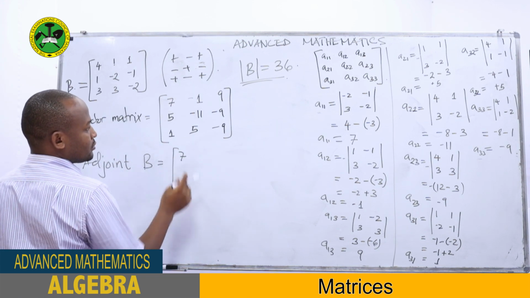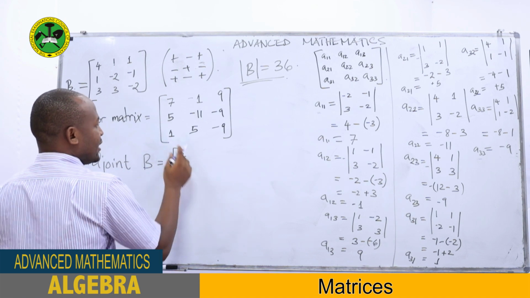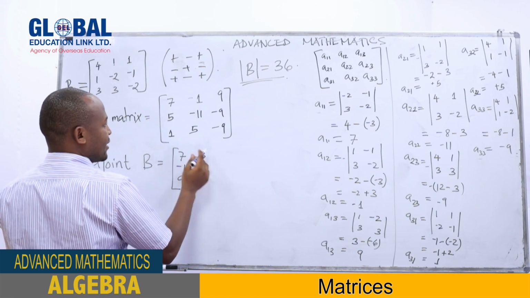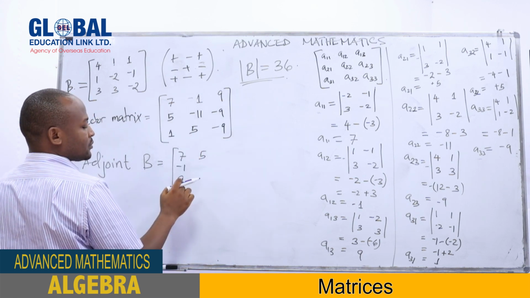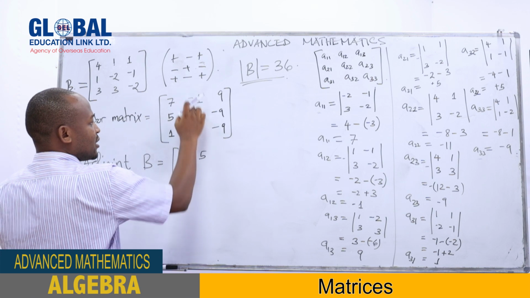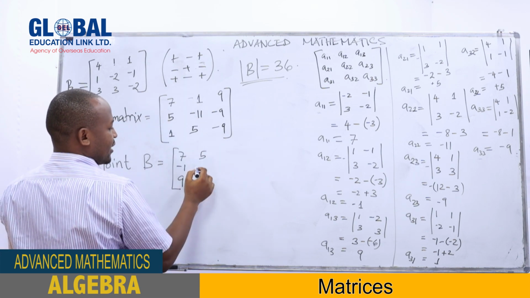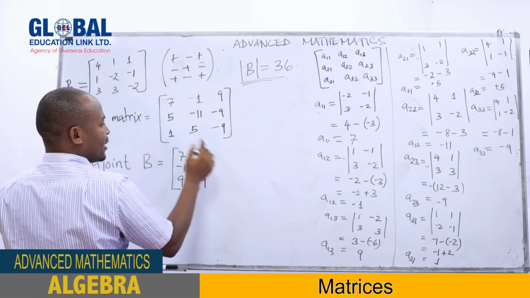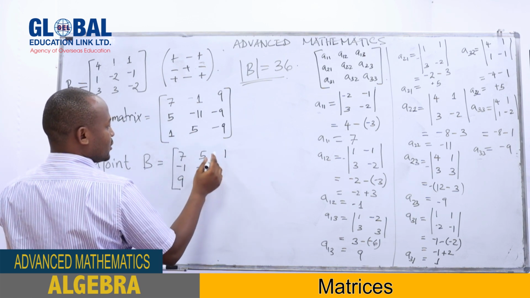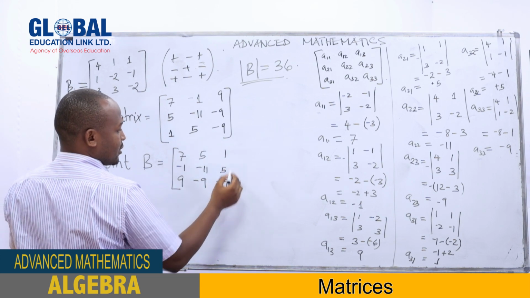7, -1, 9, 5. That means this row has become the column, and then this one will become that column. -11, -9, and this will be there 1, 5, and this will be negative.